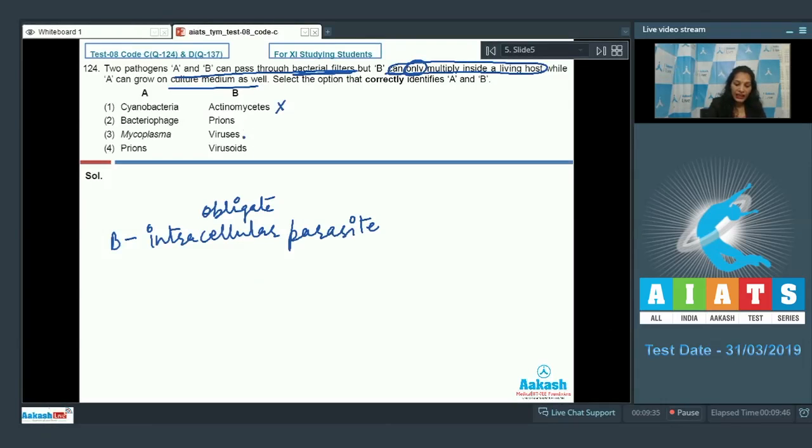Now, A can grow on culture medium as well. It means it should be smaller than bacteria and should grow on culture medium. It should be mycoplasma. So the correct option for the given question is option number 3. Let's move to the next question.